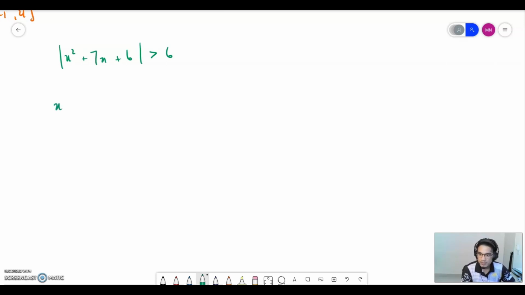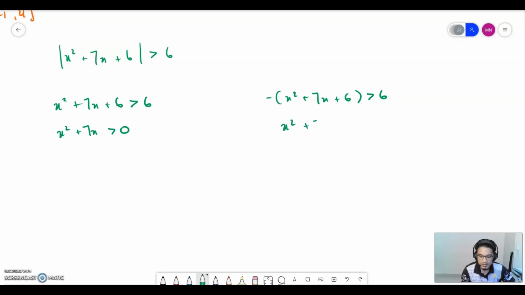So for the positive part, we take x squared plus 7x plus 6 bigger than 6, and for the negative part, we will have negative x squared plus 7x plus 6 bigger than 6. So this part will give us x squared plus 7x bigger than 0, and for this one we will have x squared plus 7x plus 12 that is less than 0.